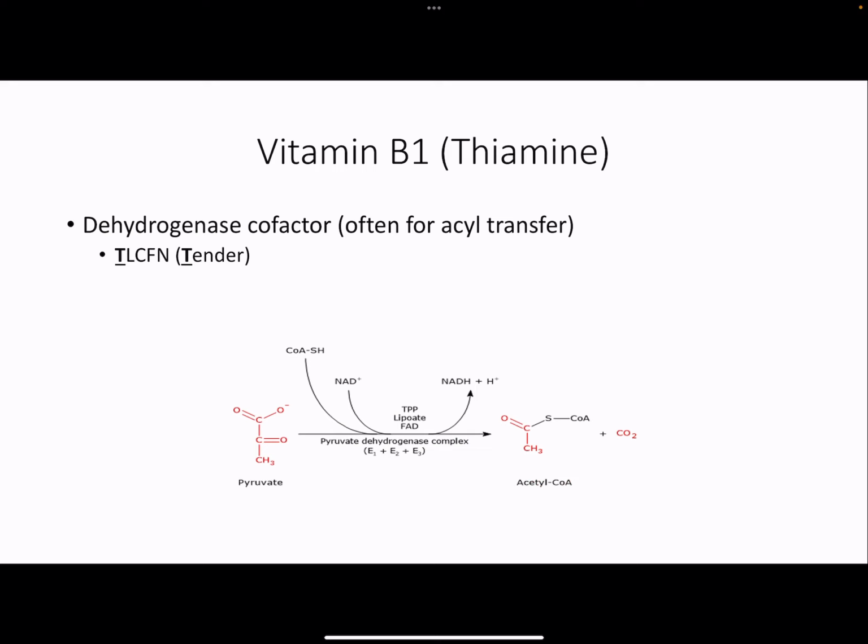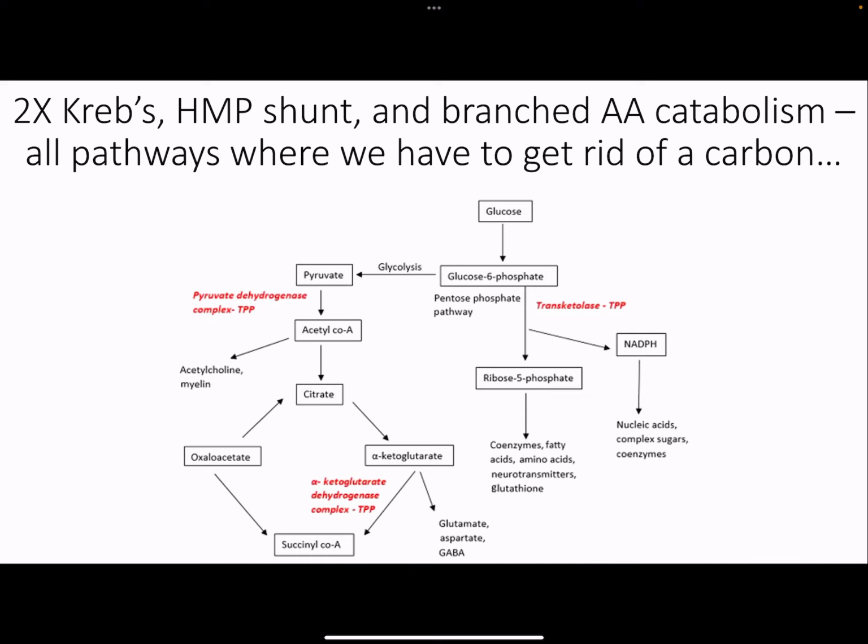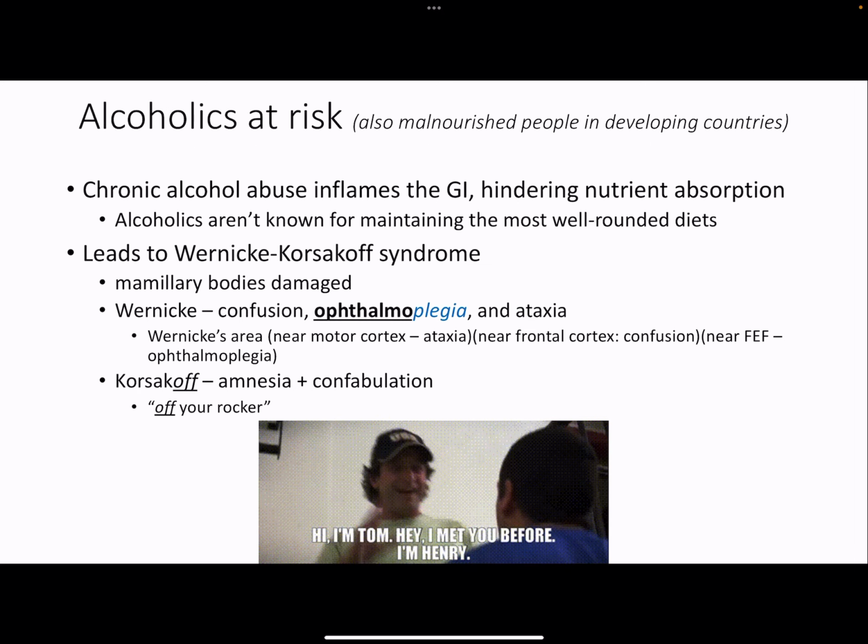Vitamin B1 is thiamine. We already saw this. Tender loving care for Nancy. Tender, thiamine, TPP. Pyruvate to acetyl-CoA is necessary. We see this actually twice in the Krebs cycle, in the making of acetyl-CoA with PDH, but then we also saw it in alpha-ketoglutarate dehydrogenase, which made succinyl-CoA. Anytime you're making a CoA, you've got a multimeric enzyme that needs thiamine. You also have it a little bit in the pentose phosphate pathway with transketolase, and we haven't talked about it, but branched amino acid breakdown also requires it as well.